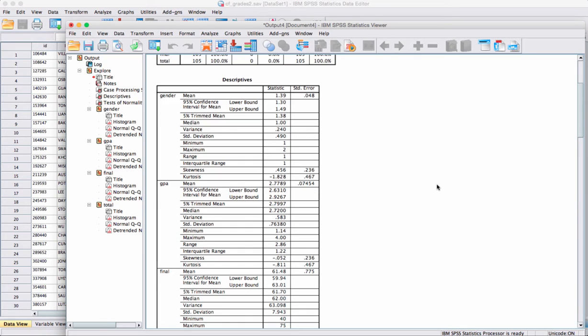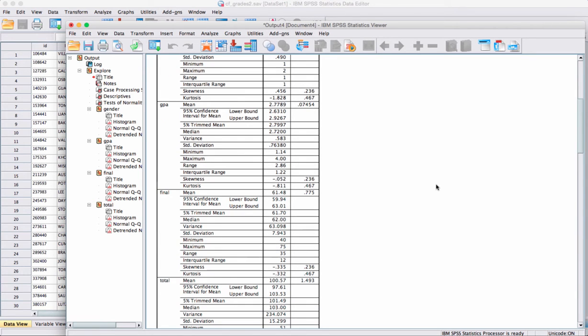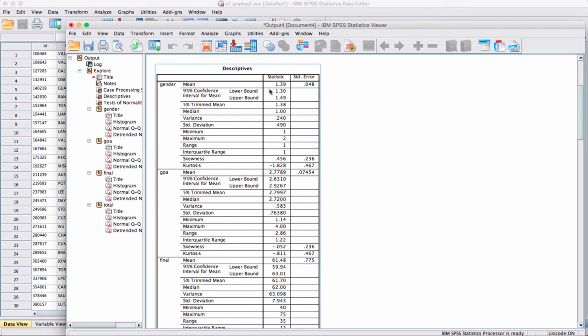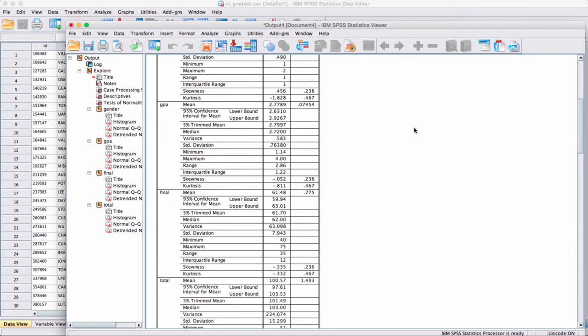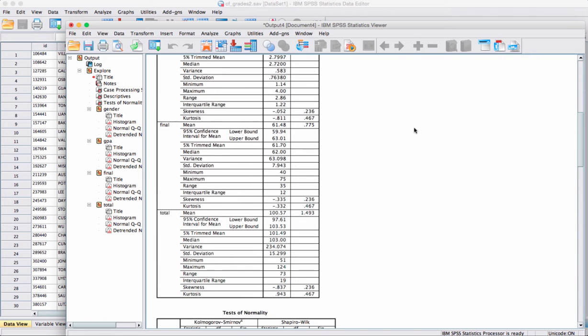Now again, you can see that we get the means and the standard deviations and all the other data for the variables that we're going to use in this analysis. Of course, the mean and the standard deviation for gender is meaningless because our gender data is categorical. But the means and the standard deviations for GPA, final, and total give us much more information about the central tendency and the variability of our data for each of those variables.